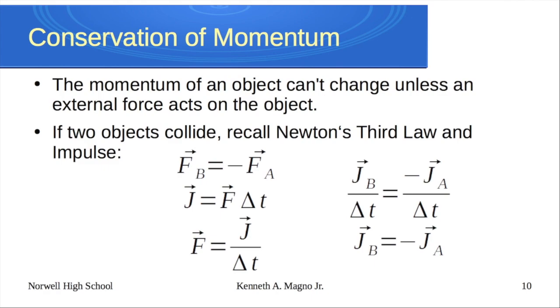Well, if it's the same interval of time, the intervals of time cancel out. It's like saying the impulse on object B from a collision is equal to the negative impulse on object A, right? So if two cars hit, they have equal but opposite impulses on each other. That doesn't mean that they have the same forces, just that they have the same impulses.